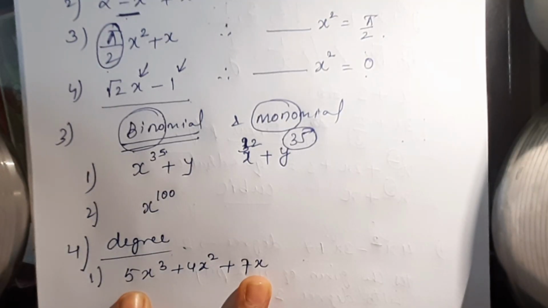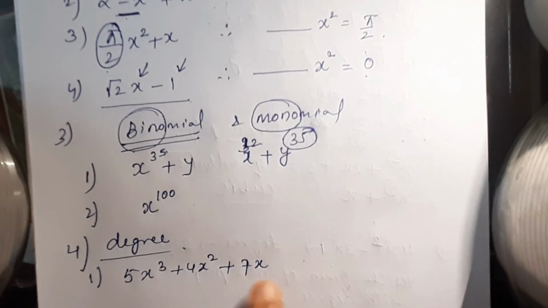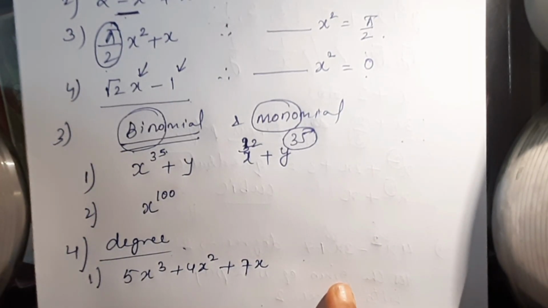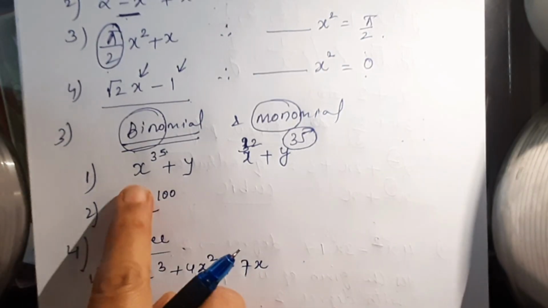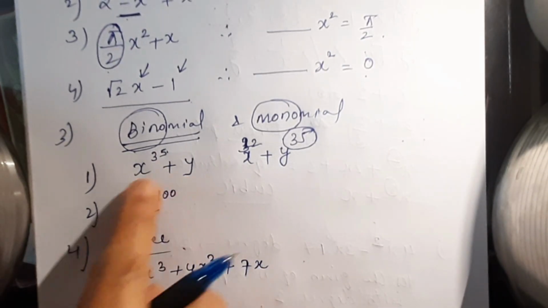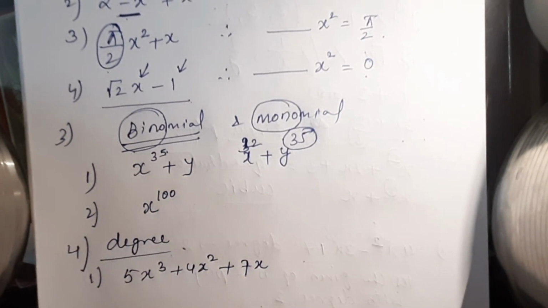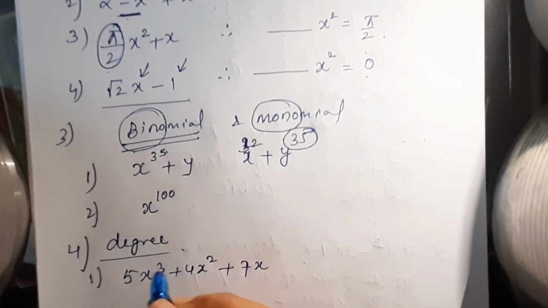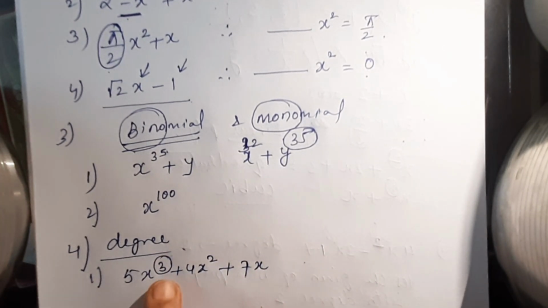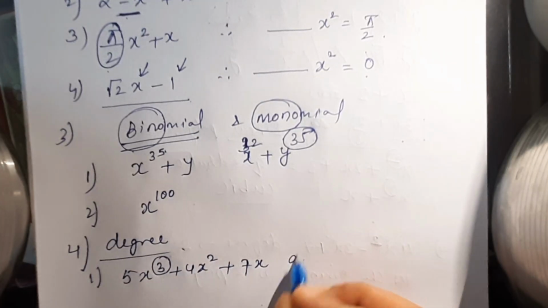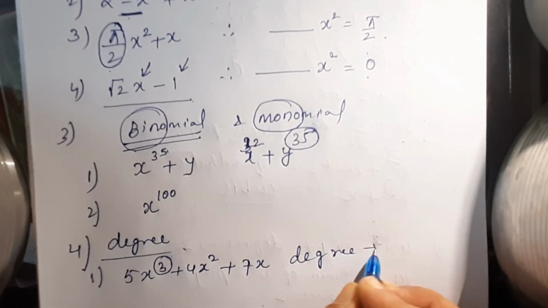Depending on the terms, we consider whether it is binomial, monomial or trinomial. If 3 terms are there, trinomial. If 4 terms are there, quadrinomial. If many terms are there, polynomial. If only 2 terms are there, binomial. If only 1 term is there, monomial. And the degree of any polynomial is the highest power. So for this case, the highest power is 3. Thus the degree is 3.